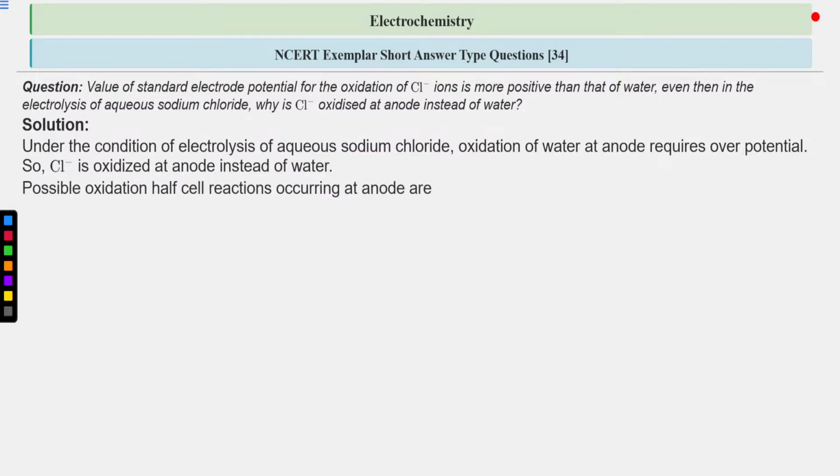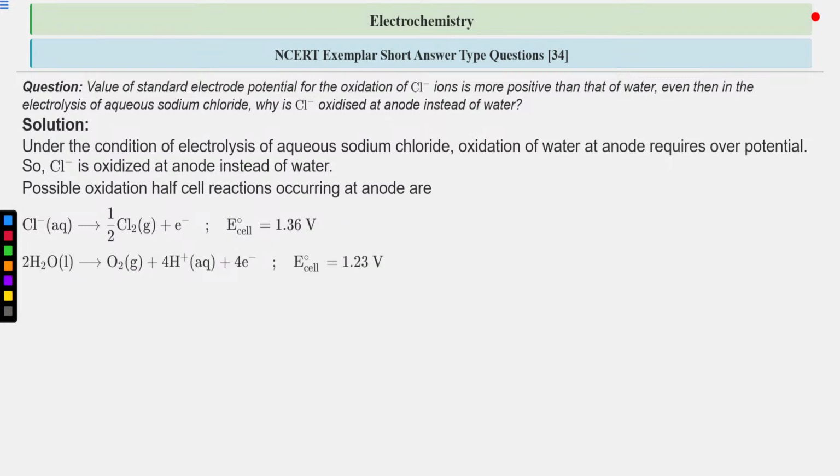The possible oxidation half cell reactions occurring at the anode in the electrolysis of sodium chloride are as follows. The first is for chloride: Cl negative converts to half of Cl2 plus an electron, and the standard electrode potential for this is 1.36 volt, which is positive.